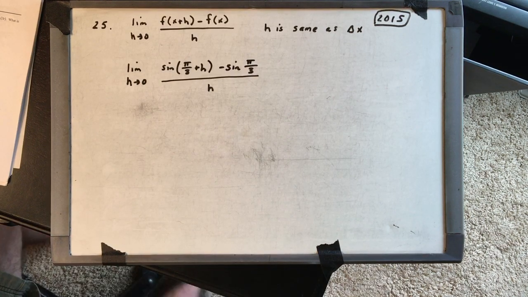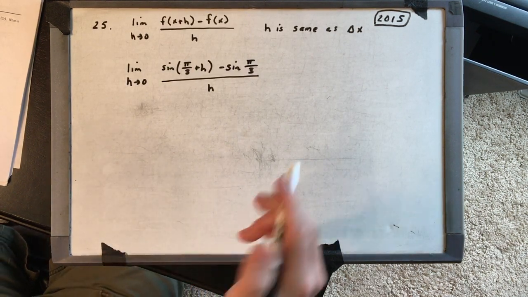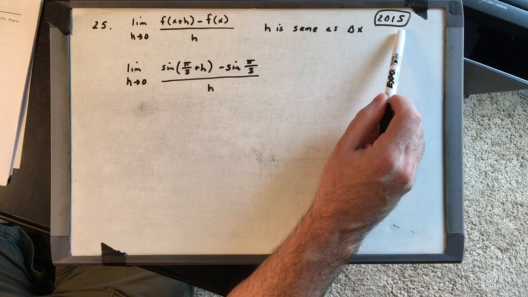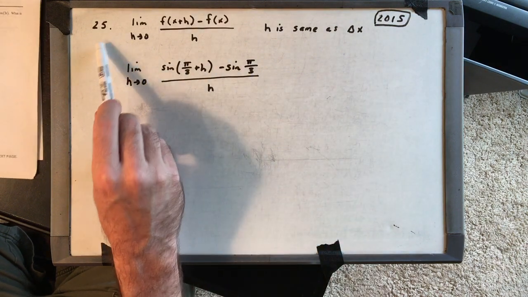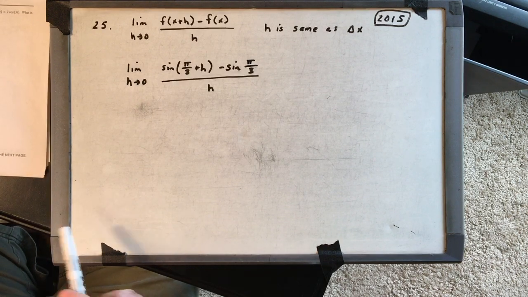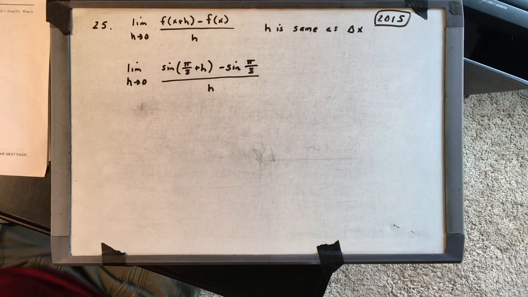Okay, we're going to continue on with the 2015 AP Calculus Practice Exam. We are on multiple choice number 25, and that is page 19. The page number 19 will appear on the bottom of that test.